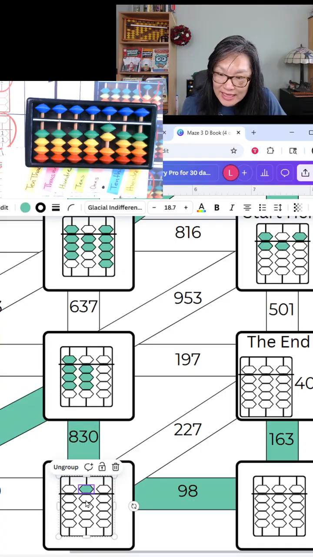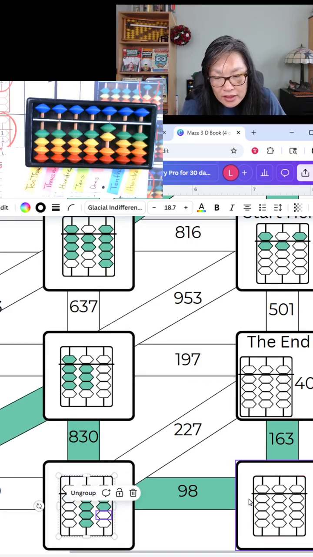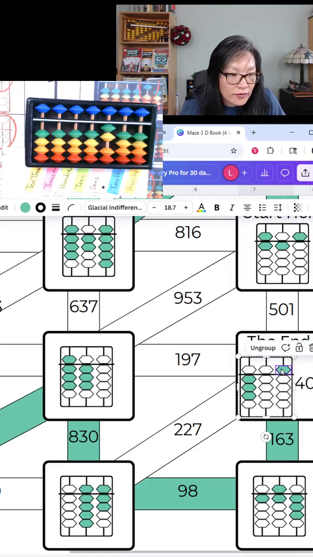So 30, 90, this is 90. The answer is here, and I'm going to color in the number. So I have 5, 6, 7, 8, 9, and then this is 5, 6, 7, 8. And then over here my number is 163. 1, 2, 3. And then I have 405. 400, 1, 2, 3, 4, and then 5.